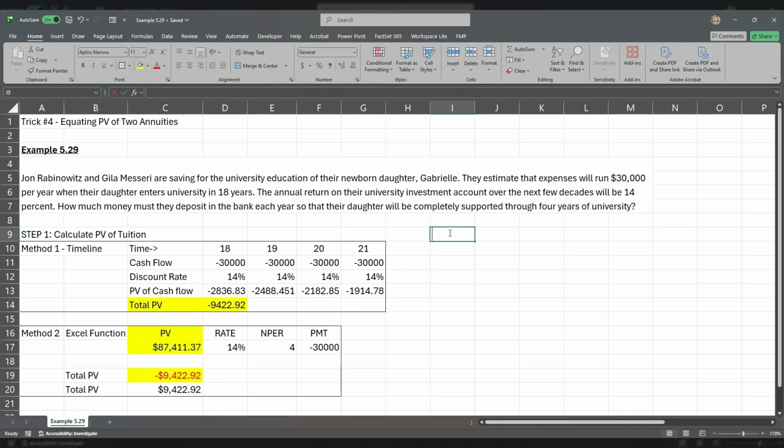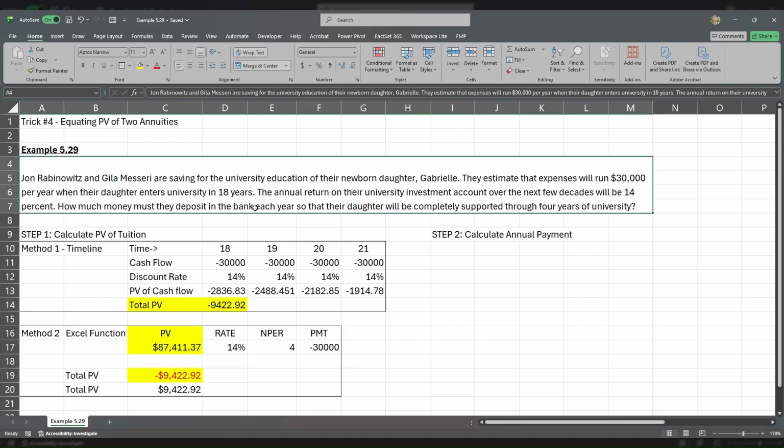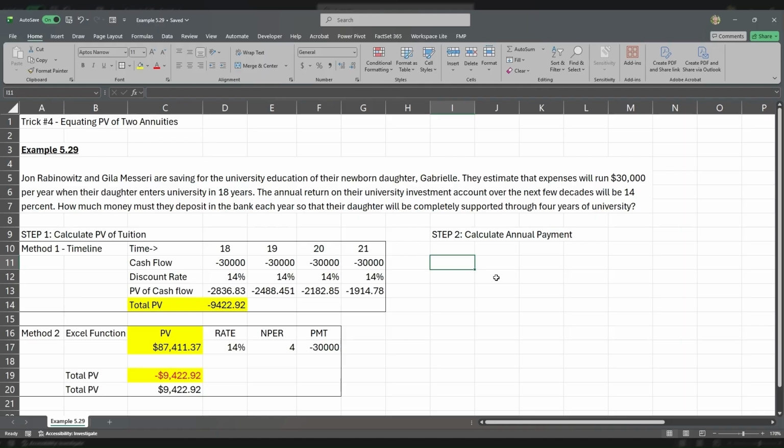Step two now, which I'll put over here maybe, calculate annual payment. So, how much money must be deposited in the bank so that their daughter will be completely supported through 4 years of university? All right, so if we don't really know anything, the best way to do this would be through your financial calculator or through the equivalent time value of money function in Excel. This would be the payment function. So you can type equals payment, and I can see there's rate and per and PV that are required. And payment is what we're calculating.